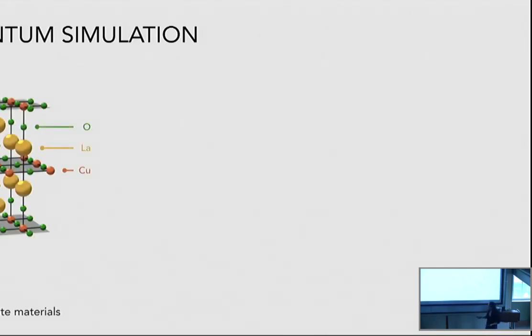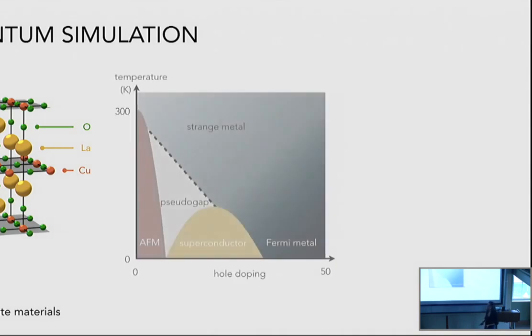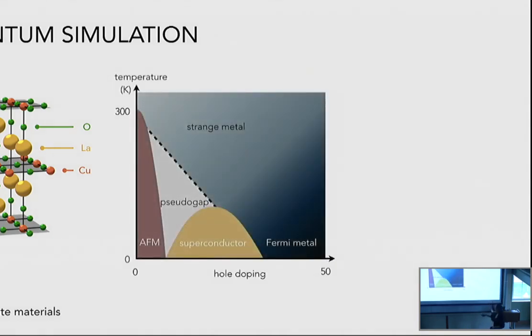One of the notable examples is if you look at these cuprate materials, which have a structure which looks somewhat like this. And these cuprate materials have been very thoroughly studied. For example, the phase diagram with hole doping or particle doping, and also temperature. And very many interesting phases have been observed. And the thing is, with many of these phases, there are still many open questions.